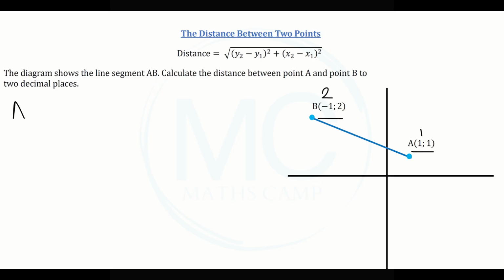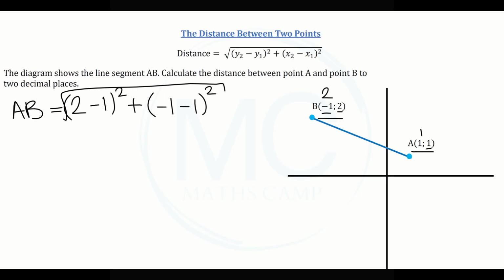So we say AB is equal to the y coordinate of B, which is 2, minus the y coordinate of A, which is 1, close the bracket, squared, plus the x coordinate of B, -1, let's open a bracket, minus the x coordinate of A, which is 1, close the bracket, squared, all under a square root.